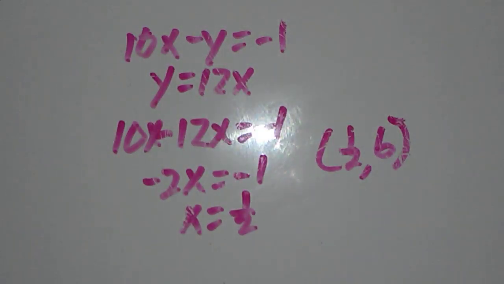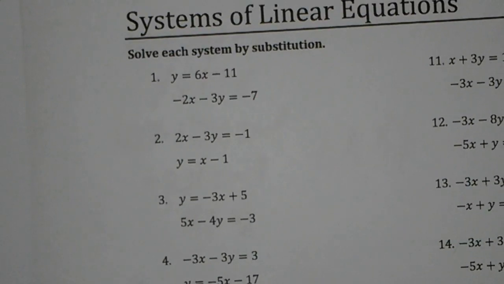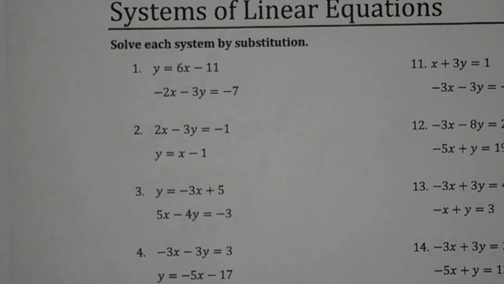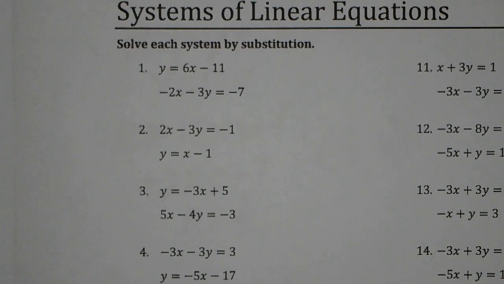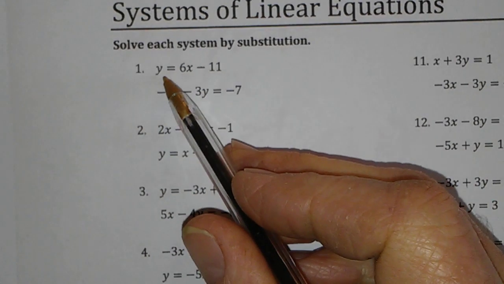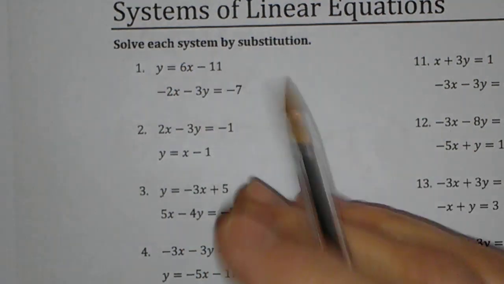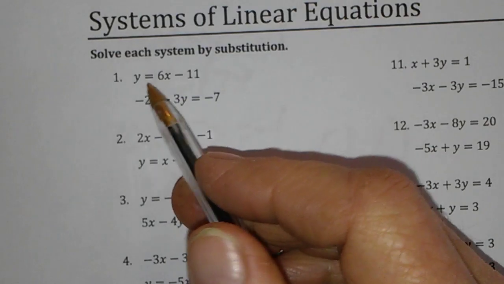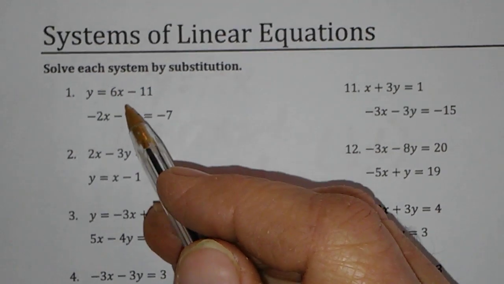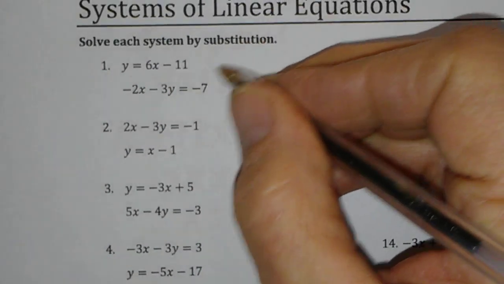Okay, so you have a whole page of these in which you want to find where they intersect using substitution. So hopefully these all work out. But what you always look for is y equals or x equals, or a single y or a single x, so you can do substitution. So this one, we'd have y equals 6x minus 11. So we can substitute that in the second one.